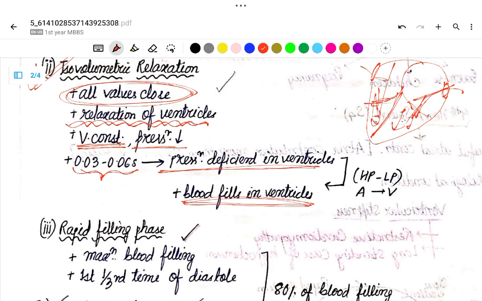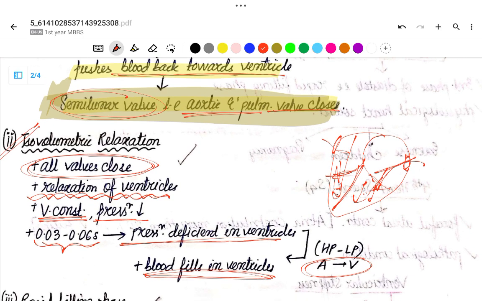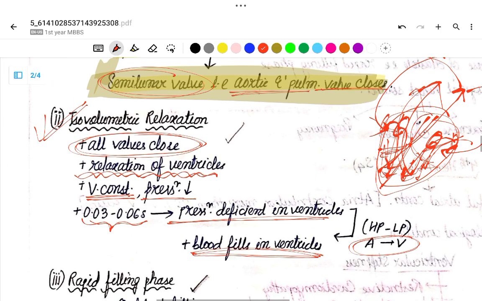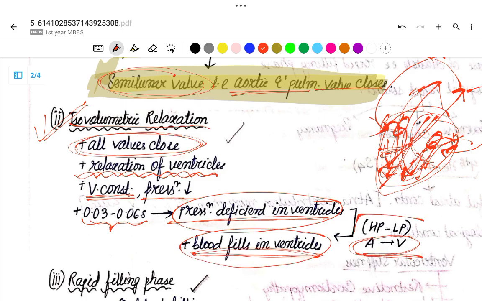Blood moves from high pressure to low pressure. Blood moves out through the aorta and the pulmonary trunk, and comes back again through the left and right atria. They enter the atria. As the pressure is low inside the ventricles, blood comes inside from the atria to the ventricles, and the ventricles are getting filled.